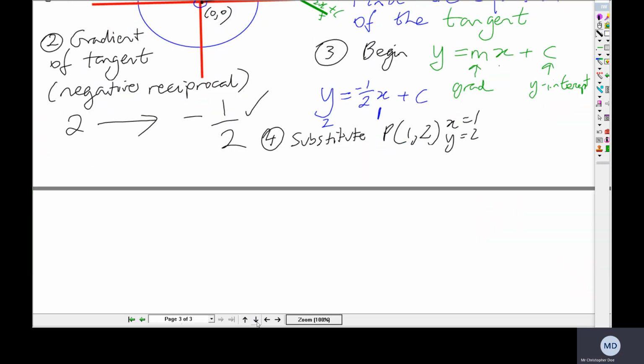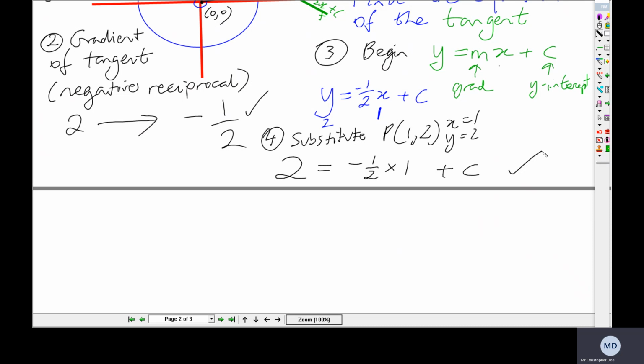Okay, let's go down a little bit. So we want to substitute in Y is 2, X is 1. You don't know what C is. If you've got that, that'll be your next thing, substituting in your 1 and your 2, even if that's as much as you can do. So we've probably got 3 ticks so far. Maybe 4 is out of 5, maybe 3 is out of 4.